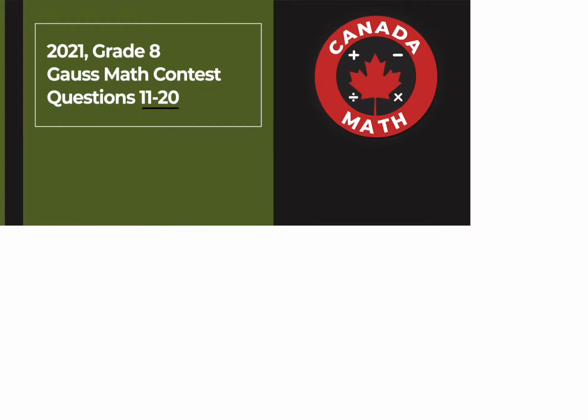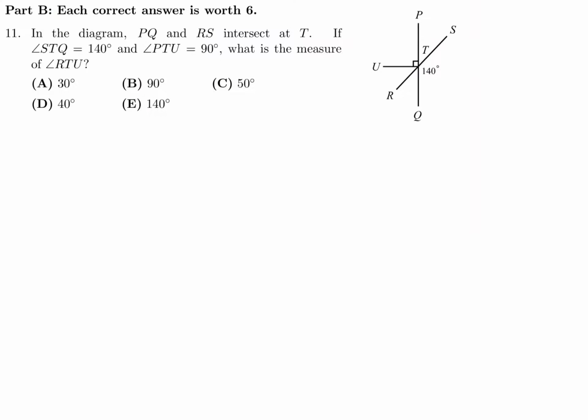Questions 11 through 20 on the 2021 Grade 8 Gauss Math Contest. In the diagram, PQ and RS intersect at T. If STQ is 140 and PTU is 90, what is the degree measure of angle RTU?